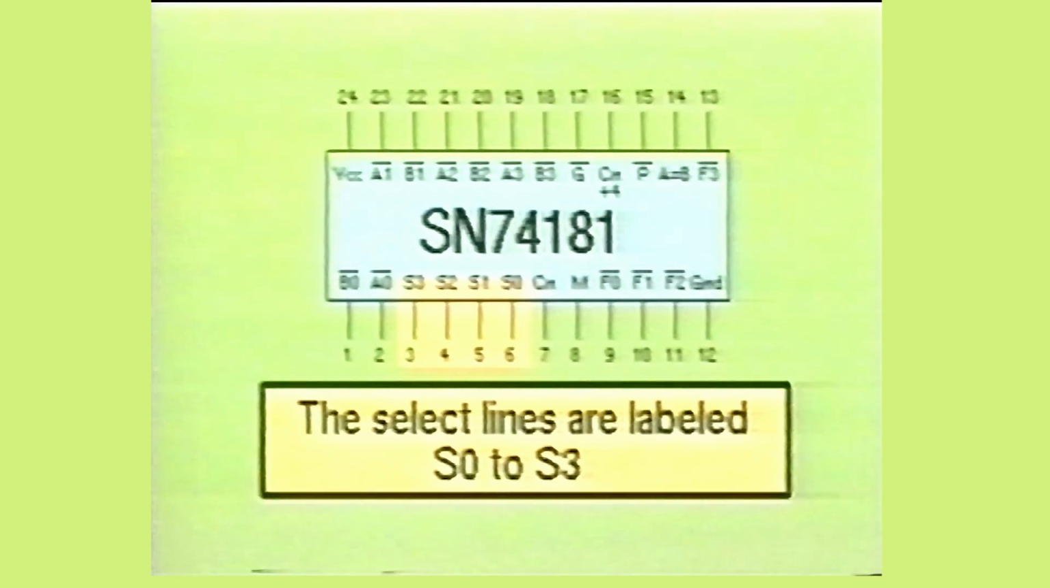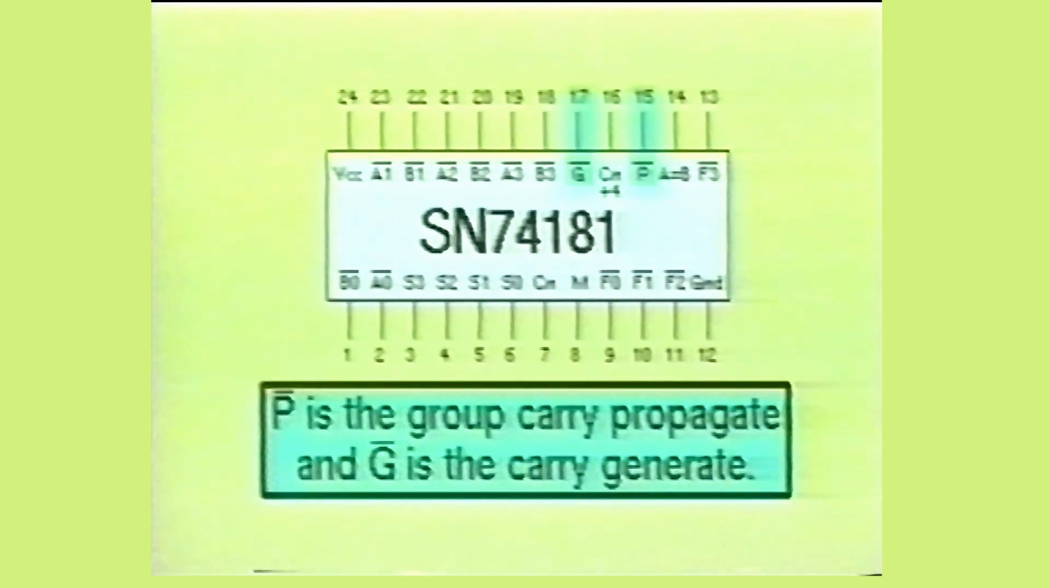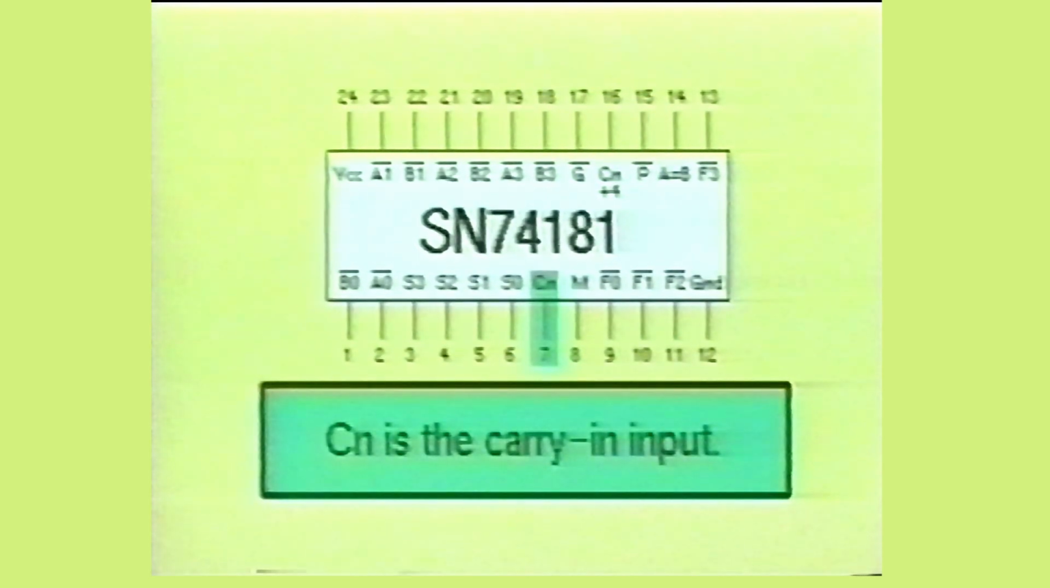The operations performed by this IC are selected by the 4 function select lines S0, S1, S2, and S3. When performing arithmetic manipulations, the internal carry must be enabled by applying a low to the mode control input labeled M. A full carry look-ahead scheme is made available for fast simultaneous carry generation with a group carry propagate labeled not P and a carry generate labeled not G for the 4 bits in the package.